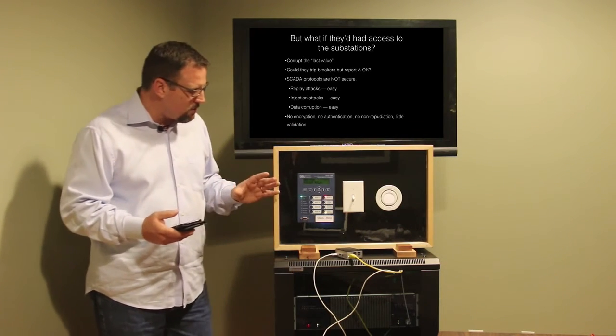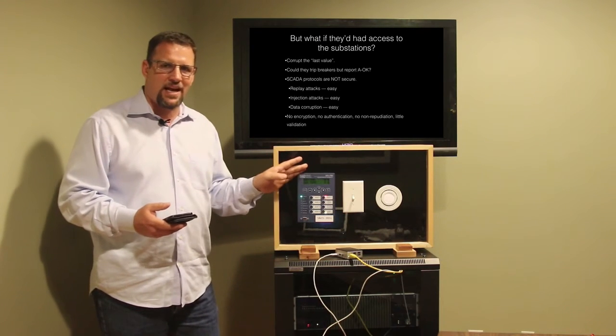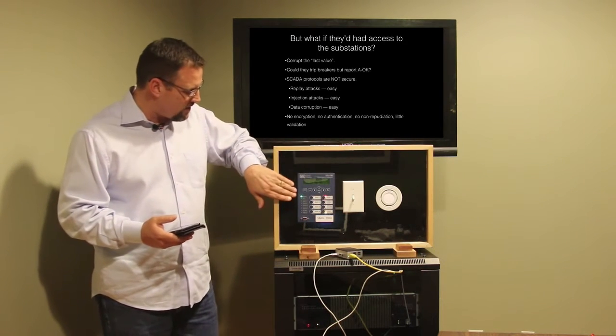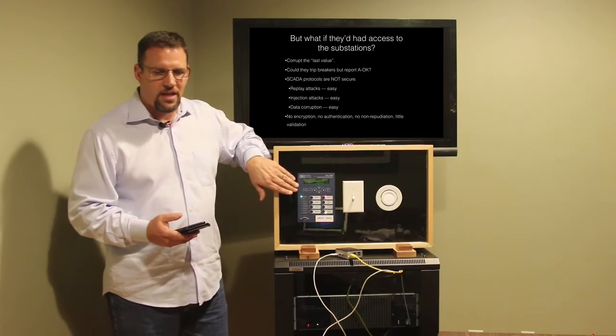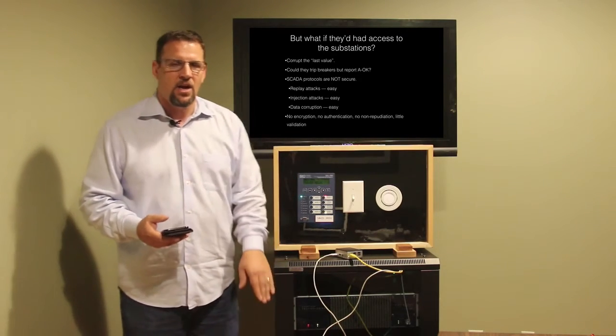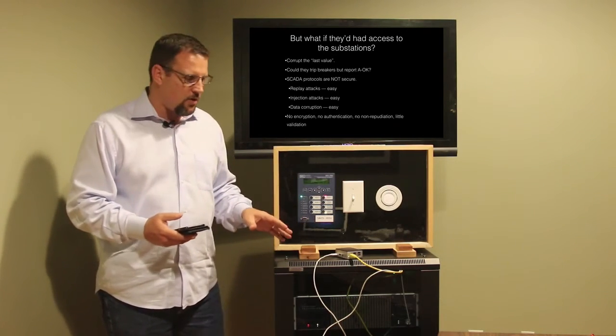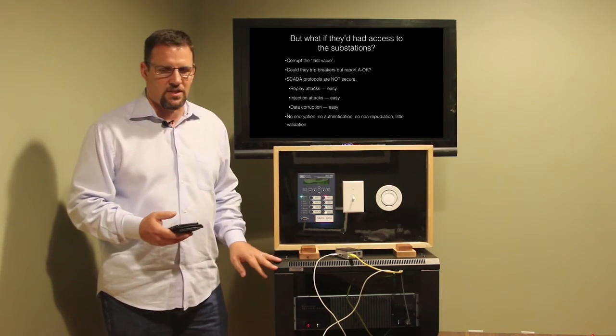I guess this is a really good place for me to inject that we are not attacking any of the devices. We're not going to hack into the relay. We're not hacking into the RTAC. We're simply attacking the protocol that's being used to communicate between these systems.